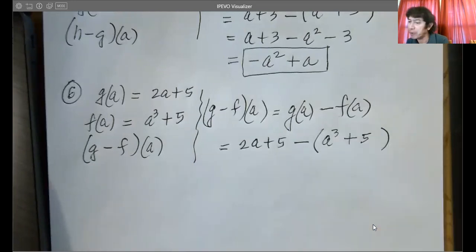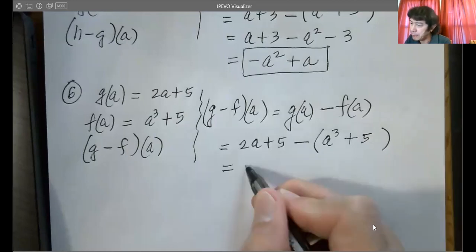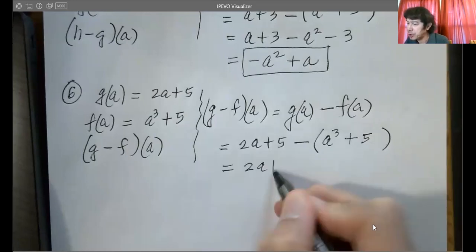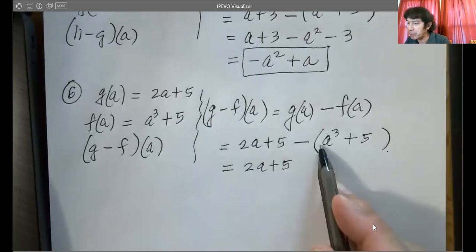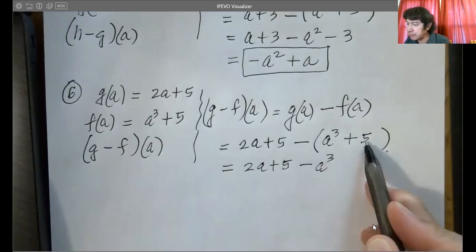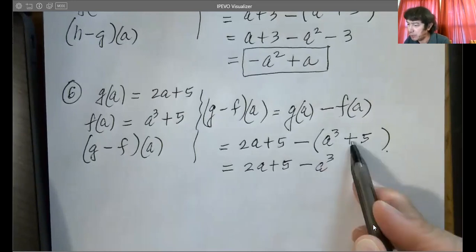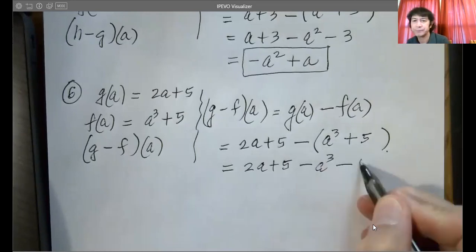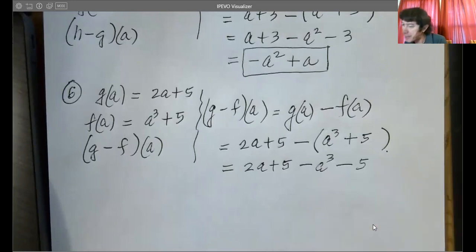Now we perform the required operation. So this should be equal to 2a plus 5. Removing the parentheses will change the signs. This will now become negative. Also, this 5, which is positive here, will become negative there. And then we combine like terms. We can only combine the 5 and the negative 5, which is actually 0.